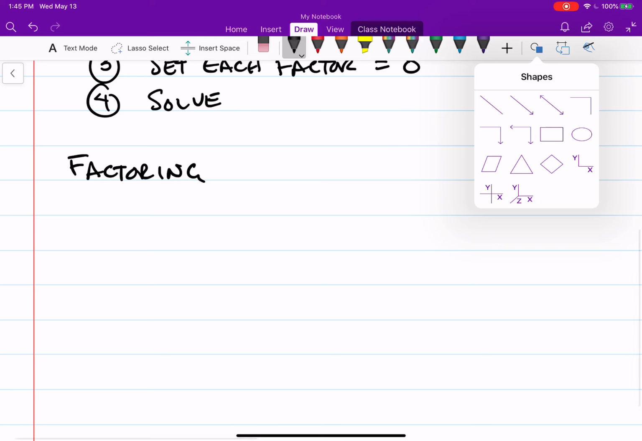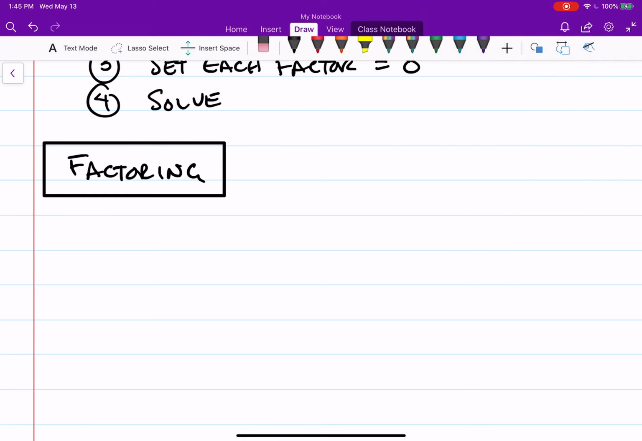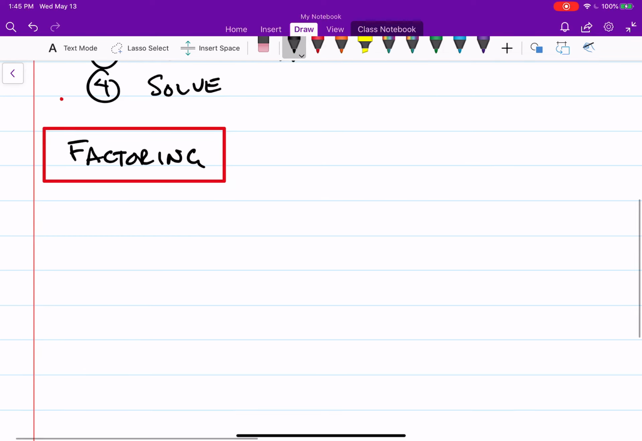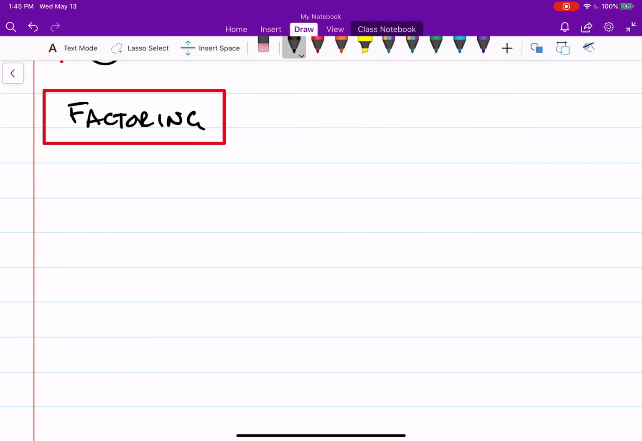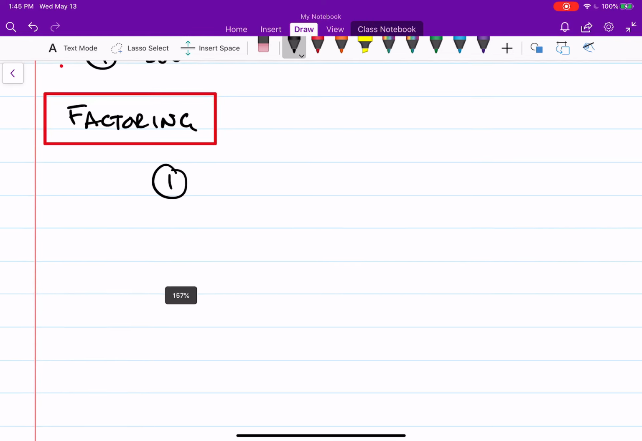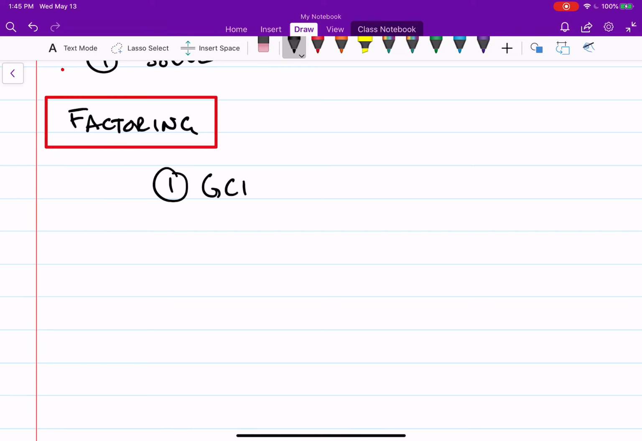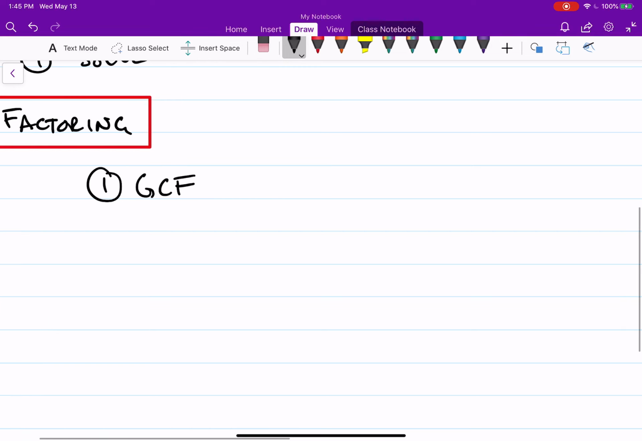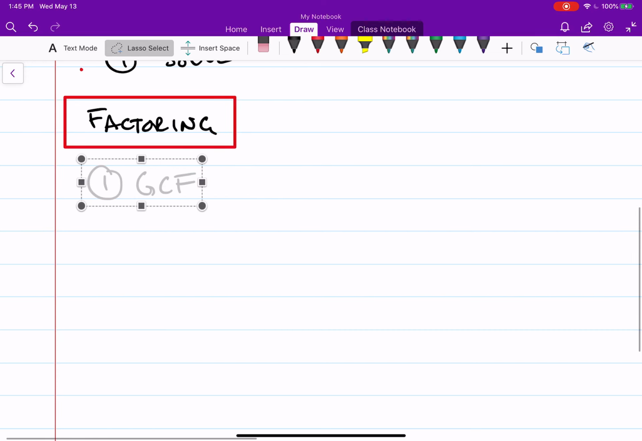Okay? So this is a very popular subject. So let's review factoring. What is the very first step in factoring? Yes, GCF. Okay? So after GCF, where do we go? What is the second step?